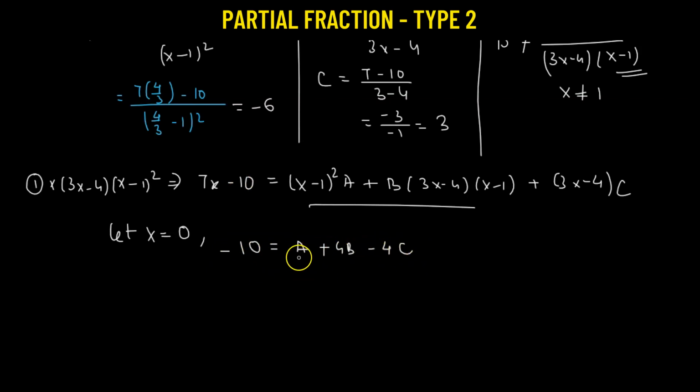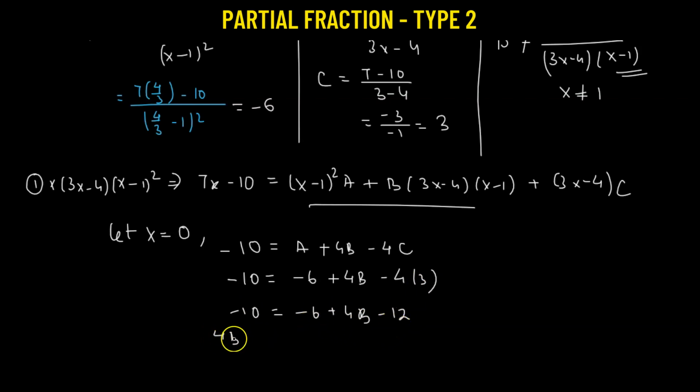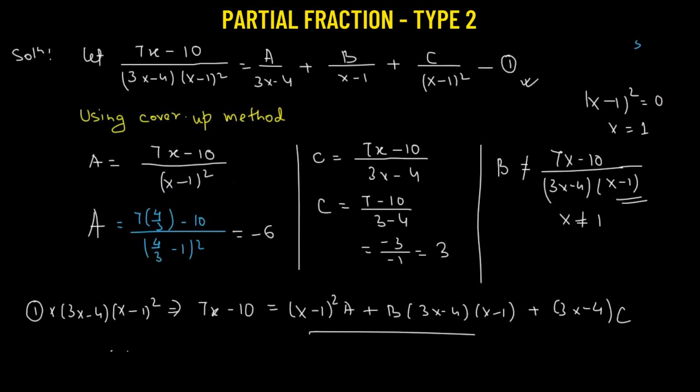Now we can substitute the value of A with negative 6 and C with 3. This will help us find the value of B. So negative 10 will be equal to negative 6 plus 4B minus 4 times 3. So negative 10 equals negative 6 plus 4B minus 12. We can rewrite this equation: 4B is going to be equal to negative 6 minus 12, which is negative 18, plus... so we have 18 minus 10, that's 8, which gives us the value of B as 2. Now that we have obtained the value of A, which is negative 6, C, which is positive 3, and B, which is 2, we can substitute this into our equation number 1 to get the final result.